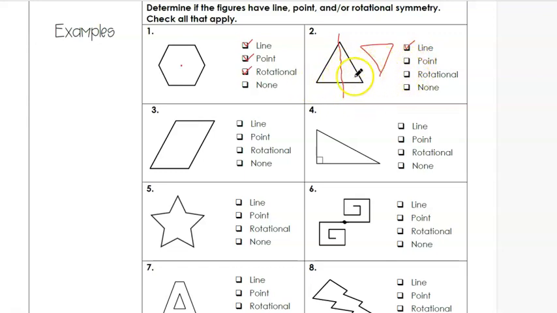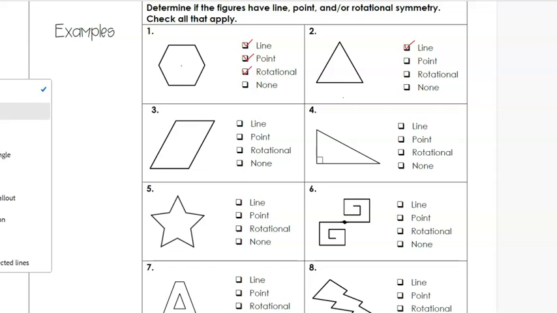But it does have rotational symmetry because if I rotate, say, 90 degrees, a 90-degree turn would basically move this vertex up to here. And using the language of symmetry, we would be mapping the image onto itself after we did a 90-degree rotation. So in this particular case, it has line and rotational symmetry.